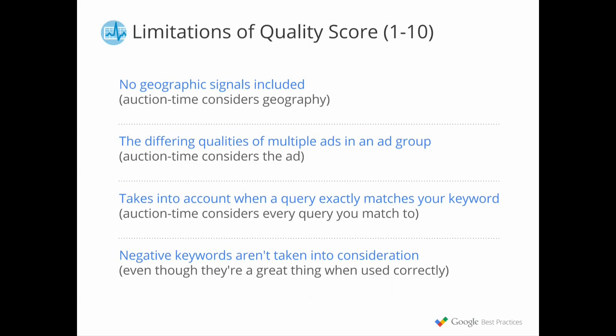So just another subtle difference there. And then the 1 to 10 quality score, this is kind of just a quirk of reporting. It actually only takes into account when your query exactly matches the keyword. So auction time is going to consider the entirety of that query, even if it's different from the keyword in your account. But if you're just looking at the 1 to 10 quality score, it's only going to be exact matches on your keyword. And then just flowing right off of that, negative keywords are a great thing.